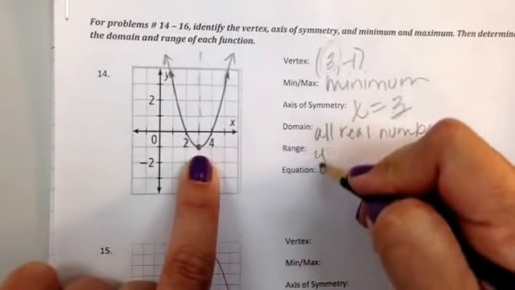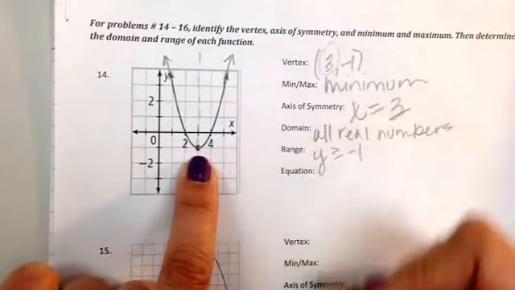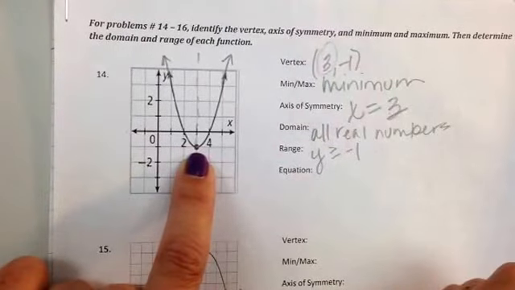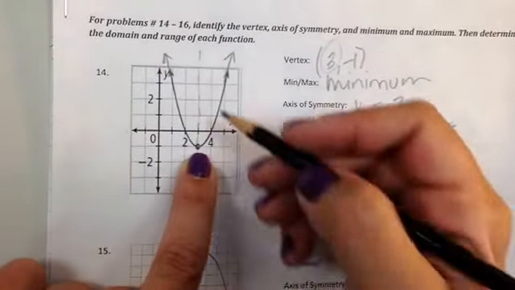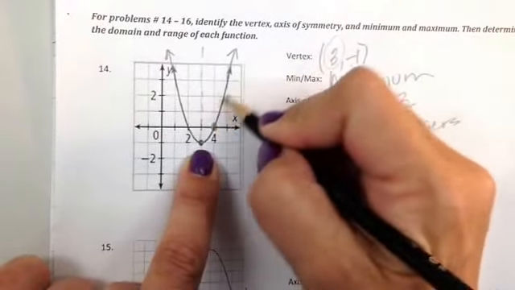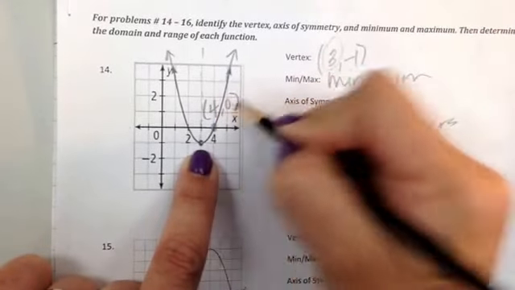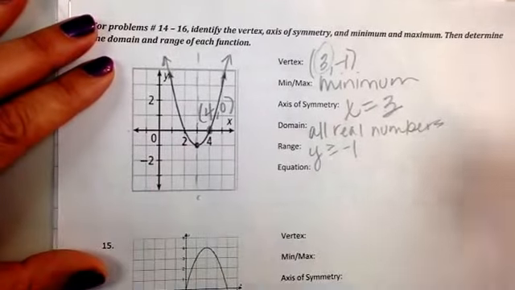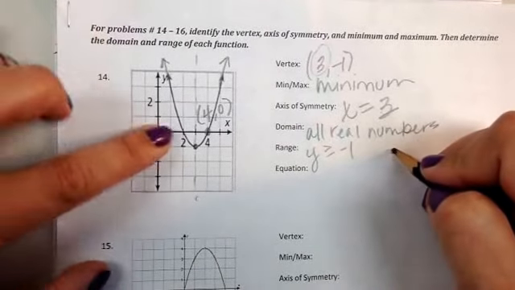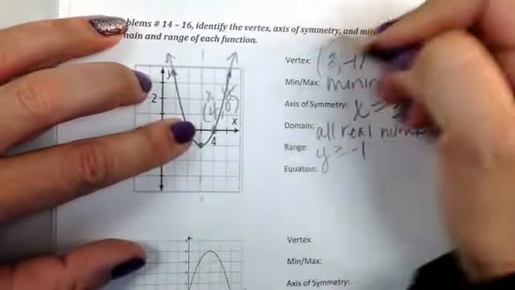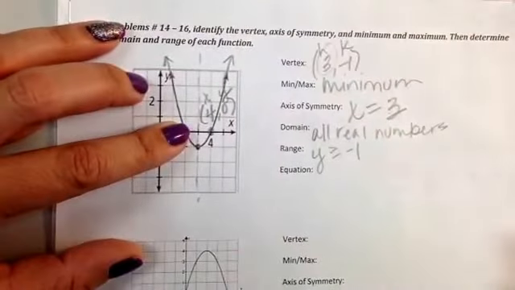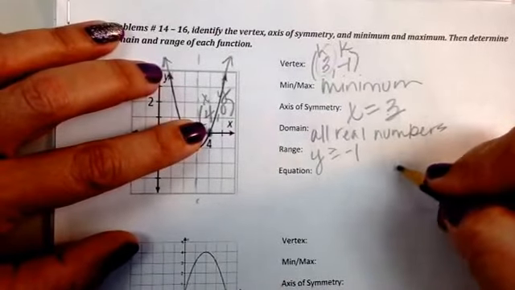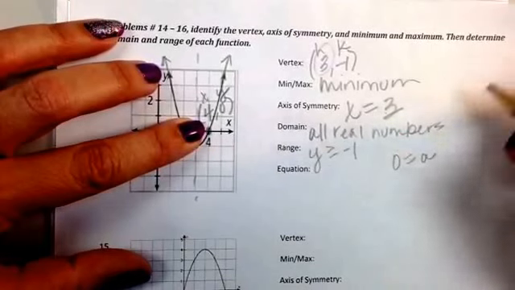My range, on the other hand, is all y values that are greater than or equal to negative 1. The minimum y value it goes to is negative 1. For the equation, I'm going to have to grab a point on this graph. I'm going to use 4, 0, and then I'm going to employ the same method I did on the last page by solving, using 4, 0 for x, y, using 3, negative 1 for h, k, and solving for the a value and write in vertex form.